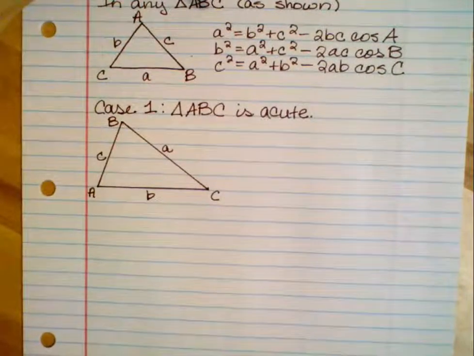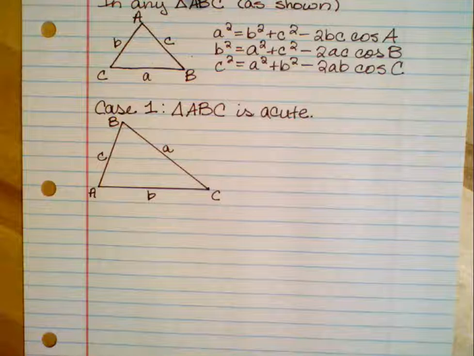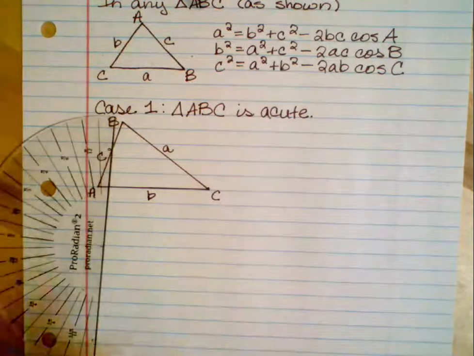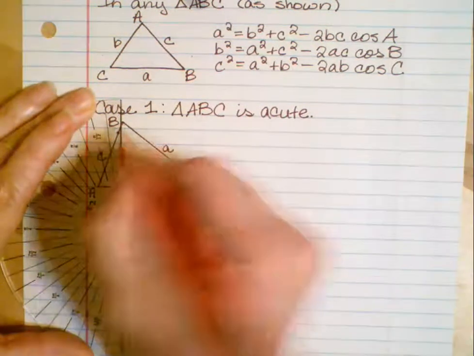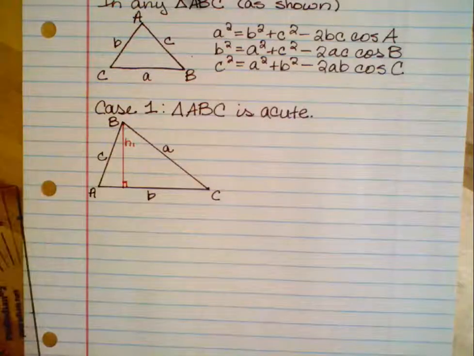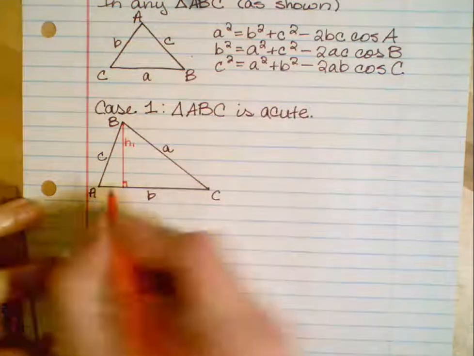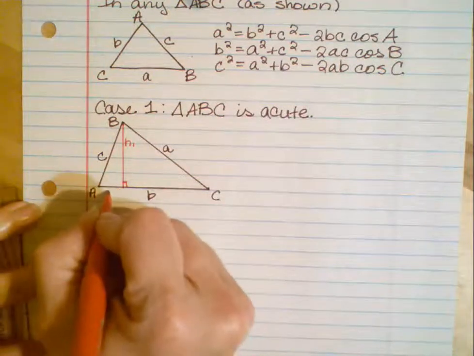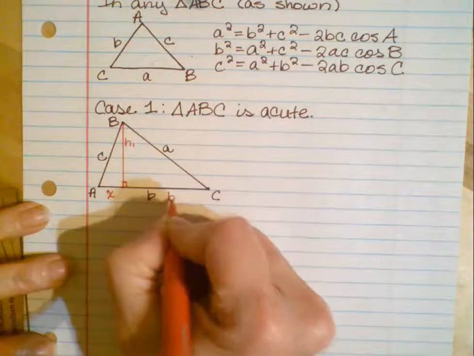In this case, we have an acute triangle ABC with side lengths a, b, and c opposite their respective angles. And there's two things that we need to do to this diagram. We're going to add a couple of altitudes into it. The first altitude, we're going to call it H1, is going to be from point B down to segment AC. Now we notice that H1 divides that opposite side, segment AC, into two parts. We're going to call the distance from A to the foot of H1 x, which means this other length can be referred to as b minus x.